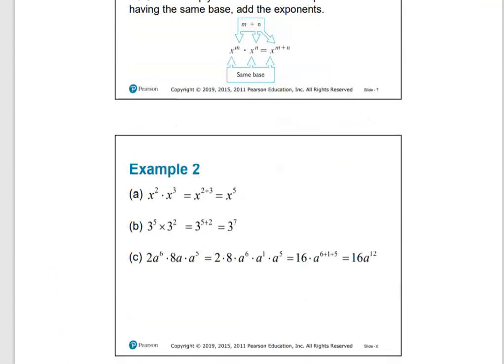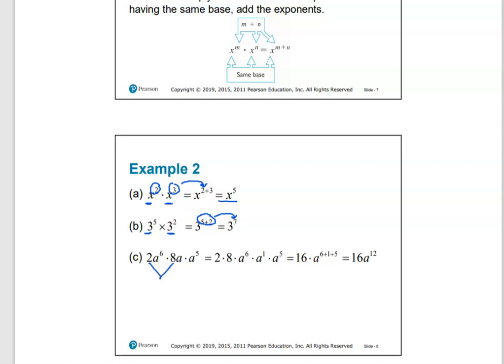So we've got some more examples down here, and I've got x squared times x to the third. When they're saying the base is the same, they're referring to x. So they're going to add the 2 and the 3, and they get x to the 5th. On this next one, we've got both of our bases to be 3. And so we're going to do 5 plus 2, add those two together, and get 7.